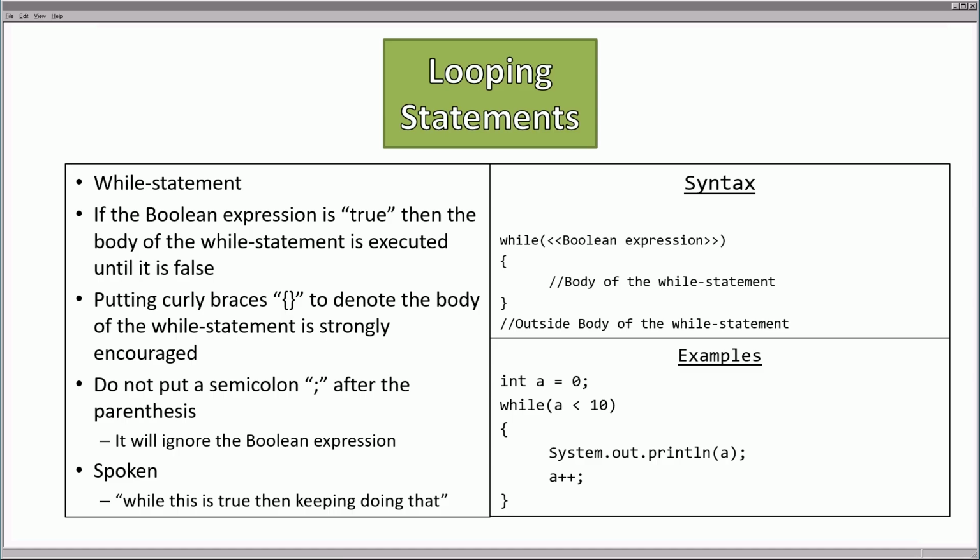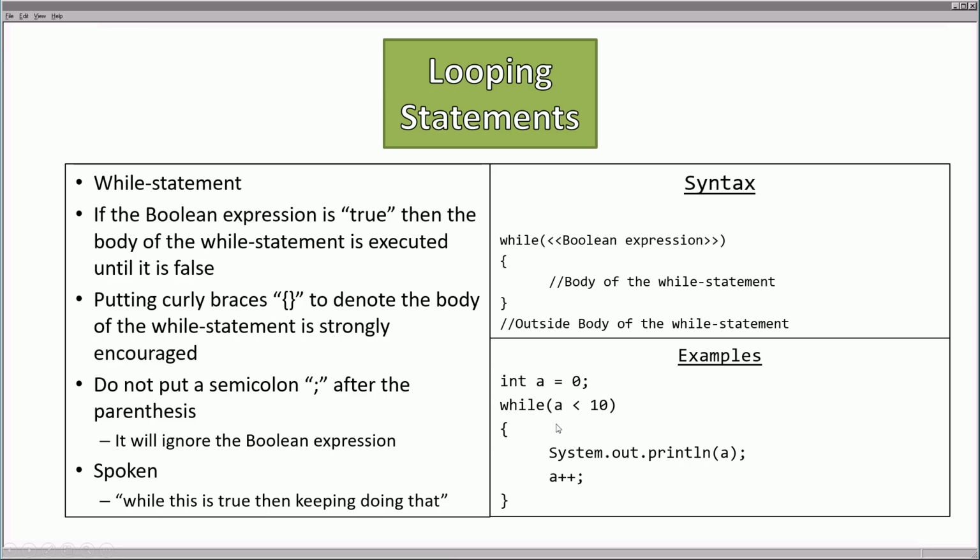Over to the side here, we have the syntax for a while loop. Notice that it looks very similar to an if statement. While the Boolean expression is true, we keep running the body of the while. Once that Boolean expression evaluates to false, we jump outside of it and keep going on. So our example right here is, we create this integer a and assign it the value of 0, while a is less than 10.